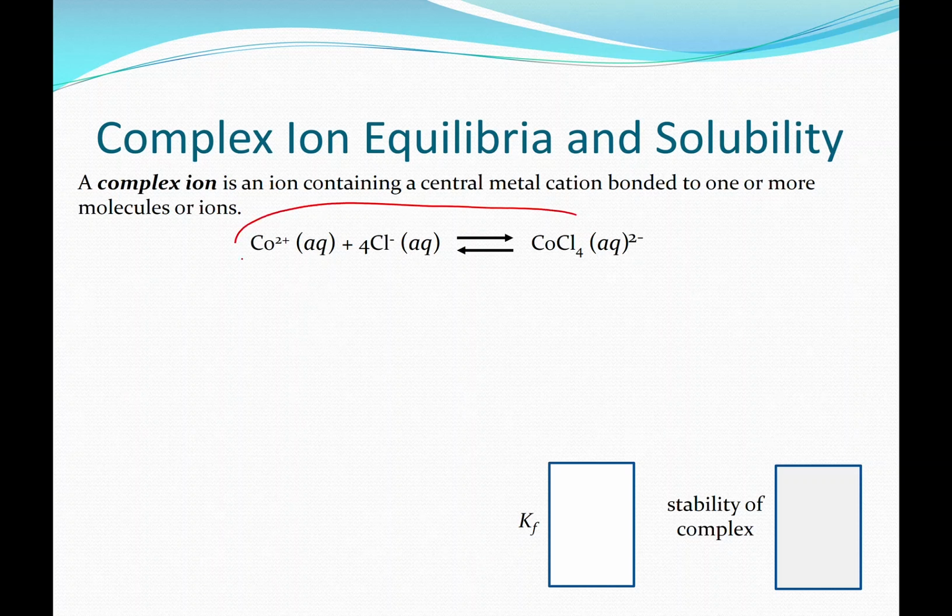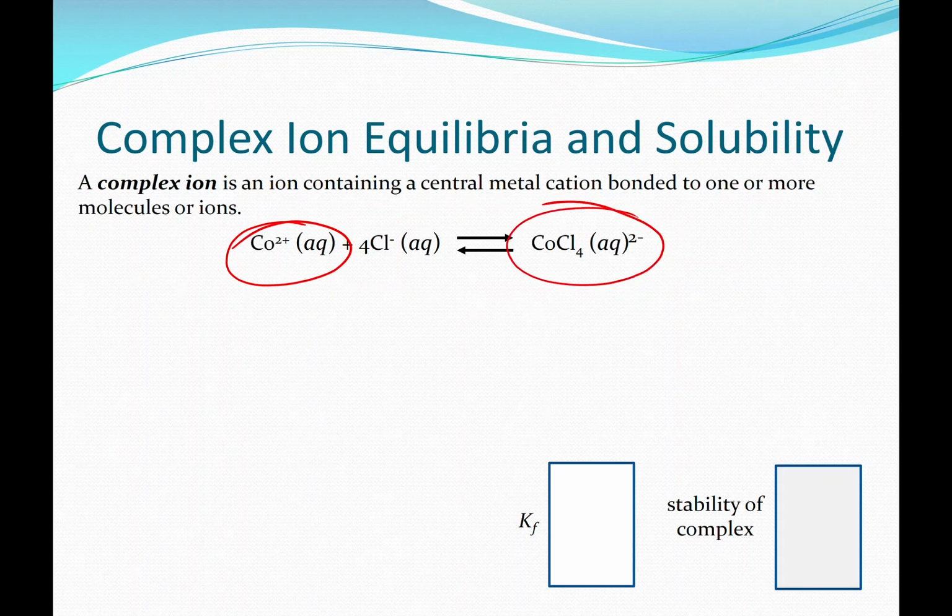And so really this equilibrium that we're looking at is kind of a competition between the water molecules being attracted to the cobalt ion and these chloride ions being attracted to the cobalt ion. And so you have an equilibrium back and forth where sometimes you have water molecules associated with the cobalt, and on the right-hand side you have chloride ions associated with the cobalt. But this is how we would write a formation reaction for one of these metal complex ions.